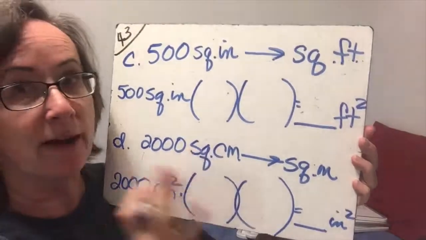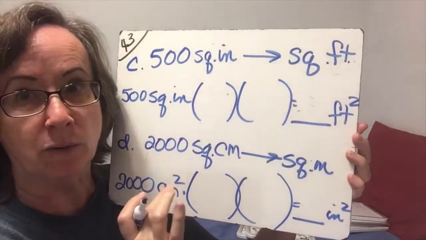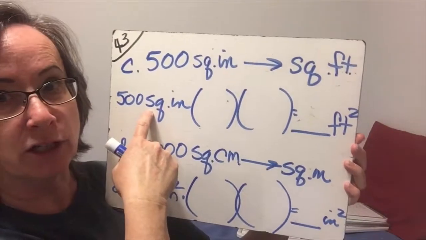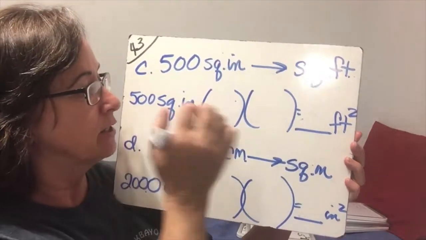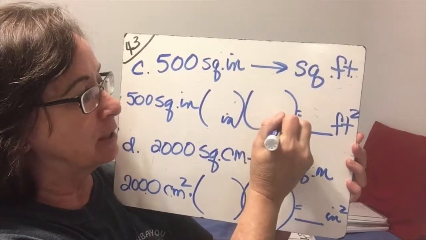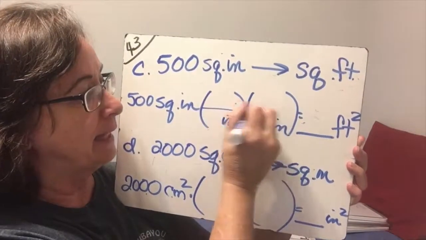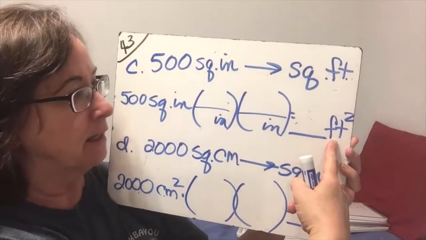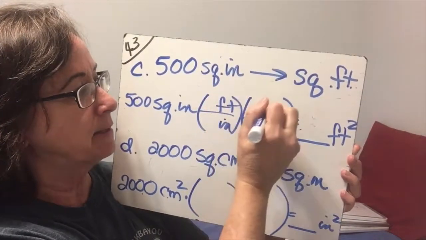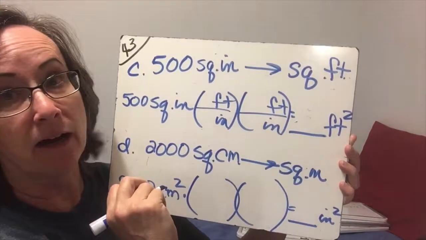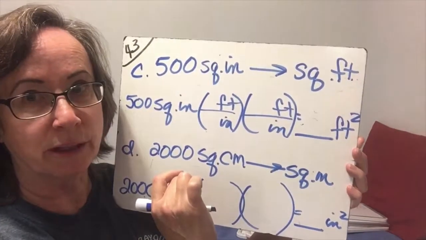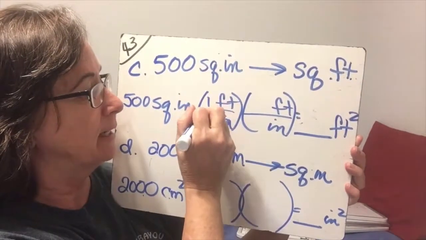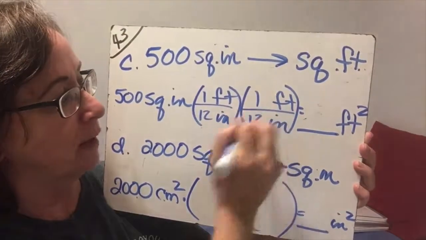Okay, let's see. Remember, every time we're doing square units to square units, we must use 2 unit multipliers. So we have square inches. We're trying to get rid of square inches. So we're going to have inches and inches on the denominator of these unit conversions or unit multipliers. And then we're trying to get to feet. So we're going to have feet times feet up on top. Now we put in what's going to make this a true unit conversion. Remember, it has to equal 1. So 1 foot is 12 inches. 1 foot is 12 inches.